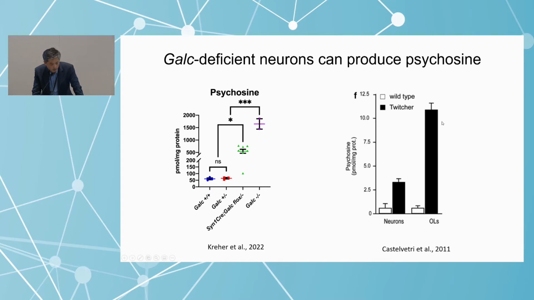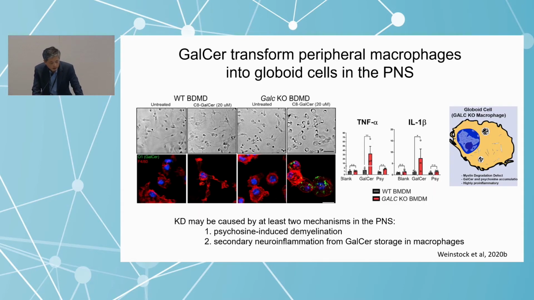In the purified neurons, you see that oligodendrocytes, of course, produce lots of the cytokine. However, the neurons also can produce cytokine like this. Calcium is another substrate of the calcium protein, and this is done in the peripheral nervous system macrophages. So we can purify the macrophages from the bone marrow of the Krabbe mouse model and treat the calcium to see how the knockout macrophages respond to this provided calcium.